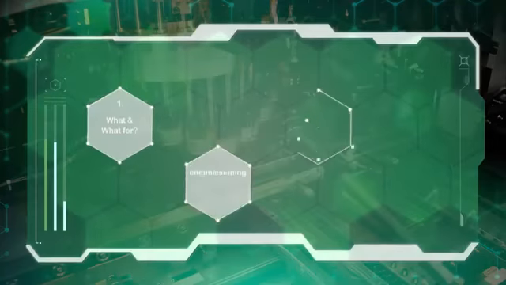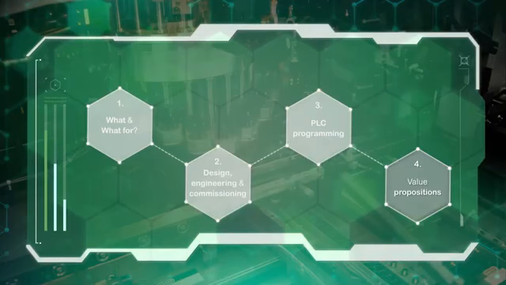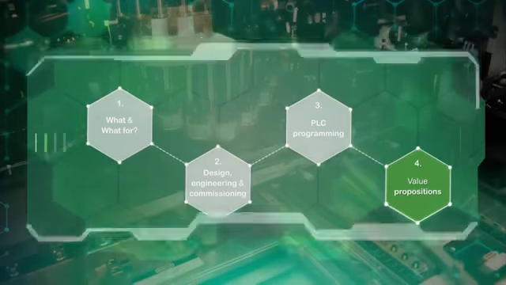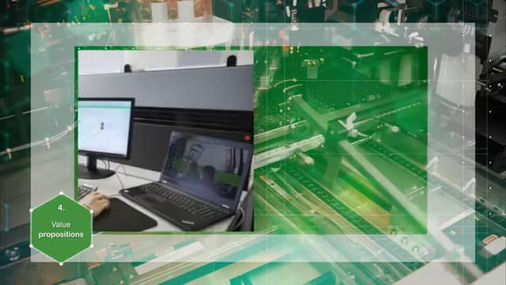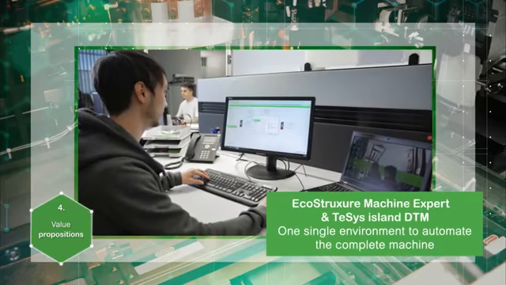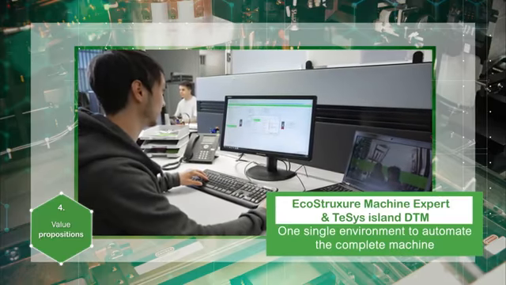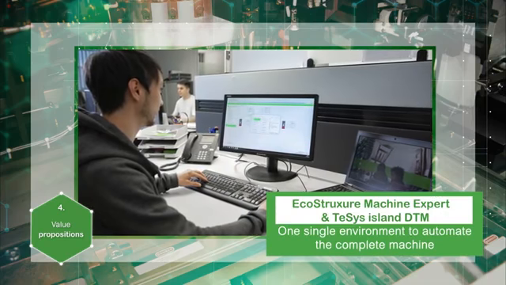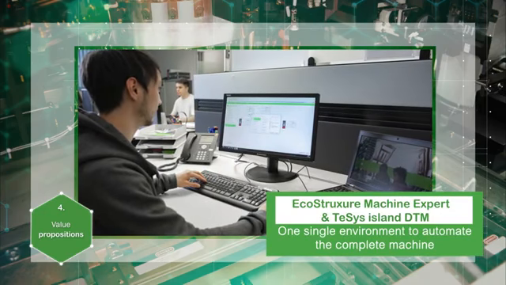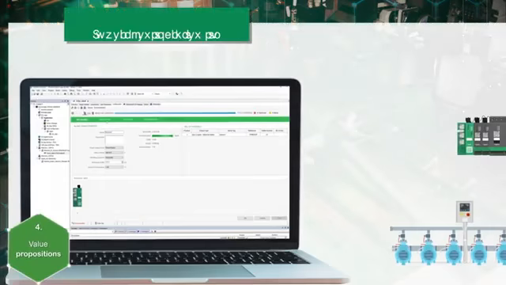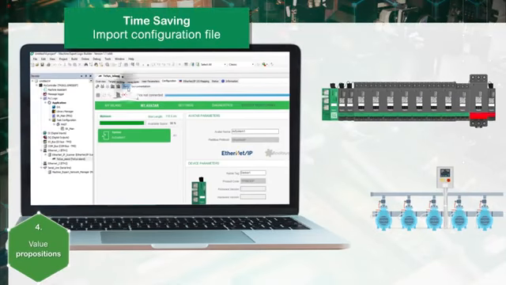Now let's discover the customer value propositions of the engineering tools. EcoStruxure Machine Expert is a professional, efficient and open software solution that aids the OEM in the developing, configuring and commissioning of the entire machine in a single environment. It helps the OEM to save time.